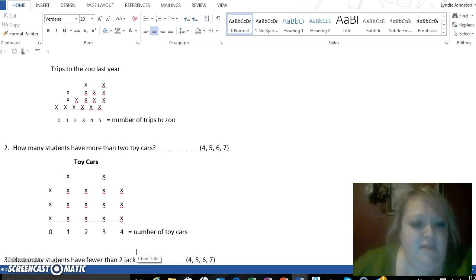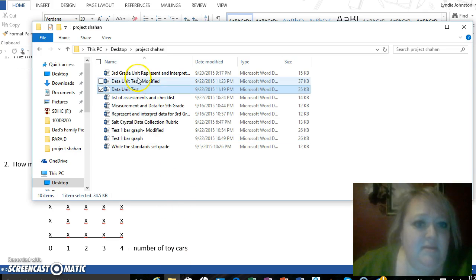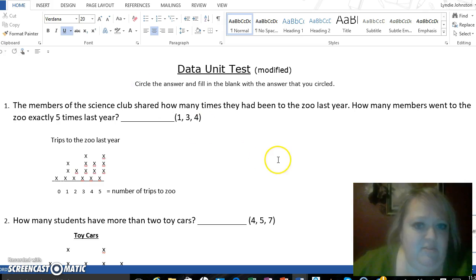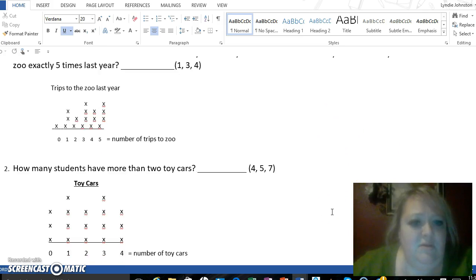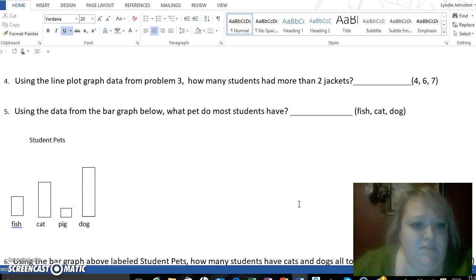And then I created a modified data unit test also. And by doing that, I just made the font bigger. And like I said, one less option for them to choose from. So I have 3 possible answers instead of 4. The spacing is farther apart.